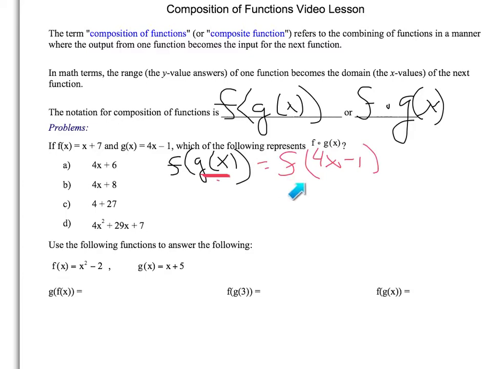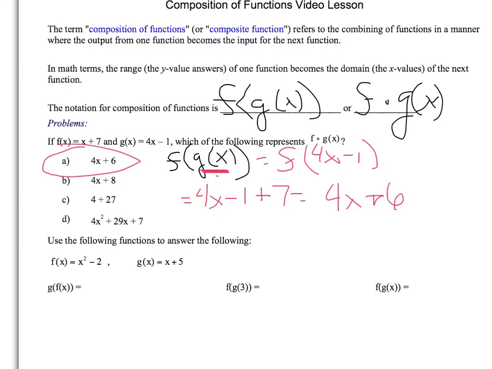Now I want you to look at this as if you didn't see anything else today besides this. If you saw that from a couple days ago, you know you plug in what you have inside parentheses into your f function. So when I plug that into my f function, instead of being an x plus 7, I'm going to replace the x with a 4x minus 1. And I'll write the plus 7 afterwards. Combine like terms. Negative 1 plus 7 is 6. So 4x plus 6, which is choice A.